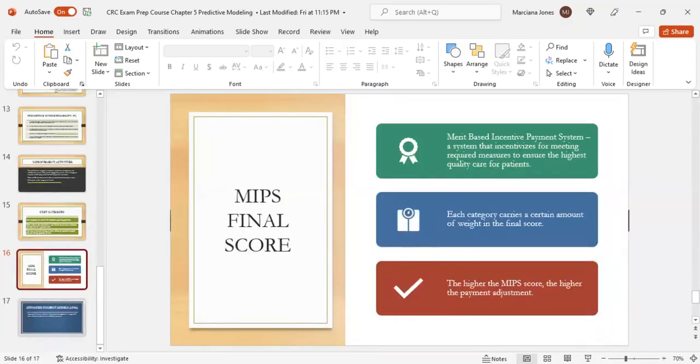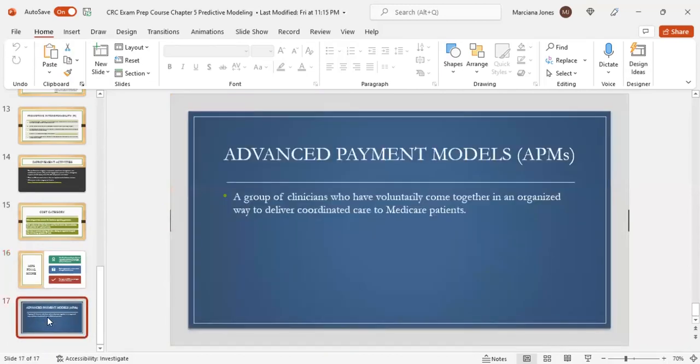So your MIPS final score, merit-based incentive payment system, in which again, this is a system that incentivizes for meeting required measures to ensure the highest quality for patients. Each category carries a certain amount of weight in the final score, and the higher the MIPS score, the higher the payment adjustment. I just want to make sure you understood MIPS and exactly what it was.